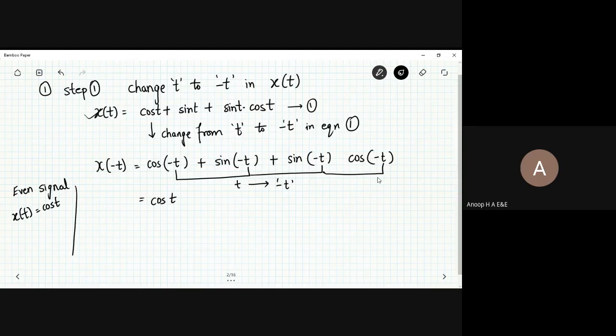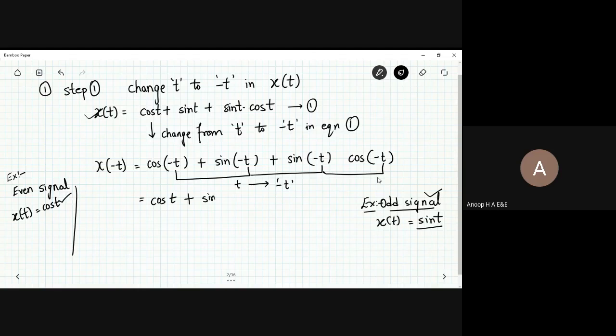Next, an example of an odd signal. So how can you write the odd signal? An example of it is sin t, so x of t. An example for an odd signal is sin t, or sin omega t; in some cases you will be writing it like that. So an example of an even signal is cos t, and an example for an odd signal is sin t.